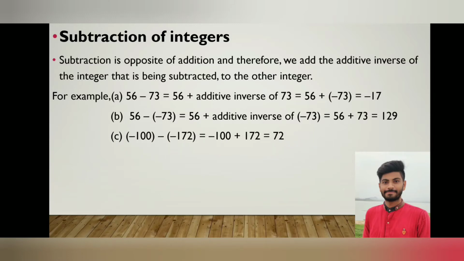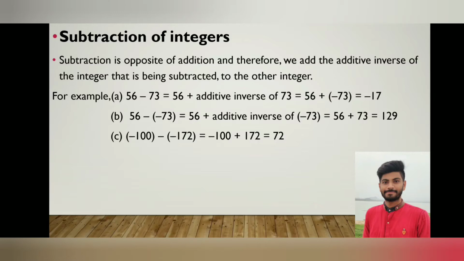One more example, without writing the additive inverse, we will do it directly now. Minus 100 minus minus 172. So we will put the plus sign instead of the minus, and plus 172, and instead of subtraction we will do the addition. Okay, so minus 100 as it is, then subtraction is converted into addition, so we will put the plus sign. Then minus 172's additive inverse is 172, so we will put 172.